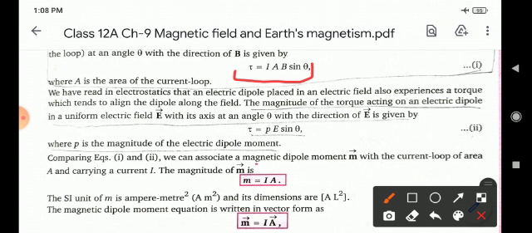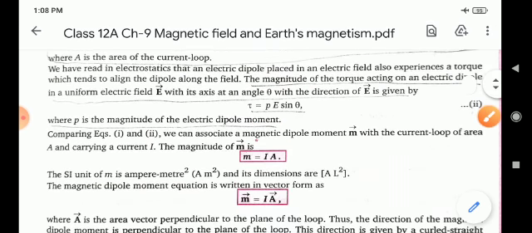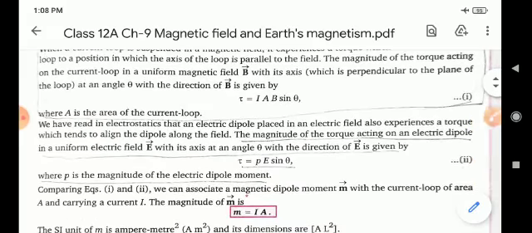That is the torque on a current loop, the moving coil galvanometer. And in this chapter, the formula is torque equal to PE sin theta, where P represents the dipole moment, E represents the electric field, and theta represents the angle between the field and the dipole axis. Children, P is the magnitude of the electric dipole moment. Okay, children, so comparing equation first and second.